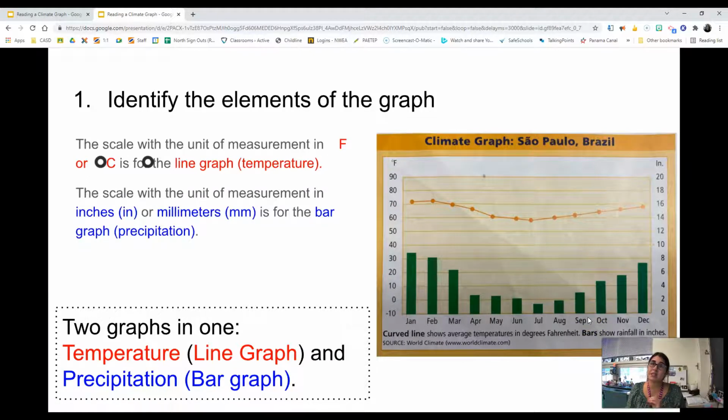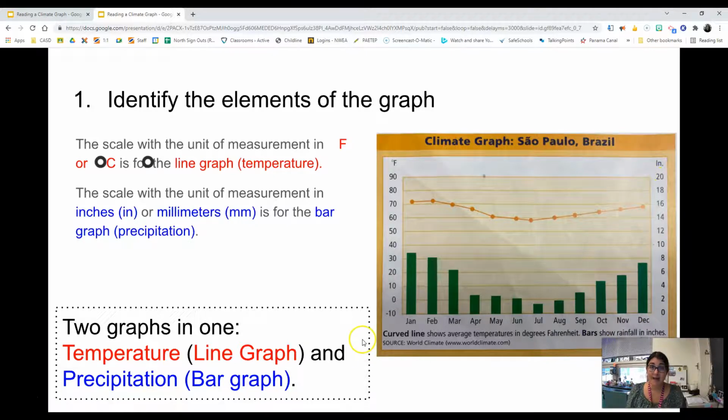Now here's the thing that's a little tricky. You won't always look to the left axis to determine the temperature. They might flip these and have the inches here and the Fahrenheit, the temperature, over here. You just need to be very careful when you're looking at that. The only thing that you need to know is that the line goes with the temperature, so you're looking for the Fahrenheit or the Celsius, and the bar graph goes with the inches or the millimeters.